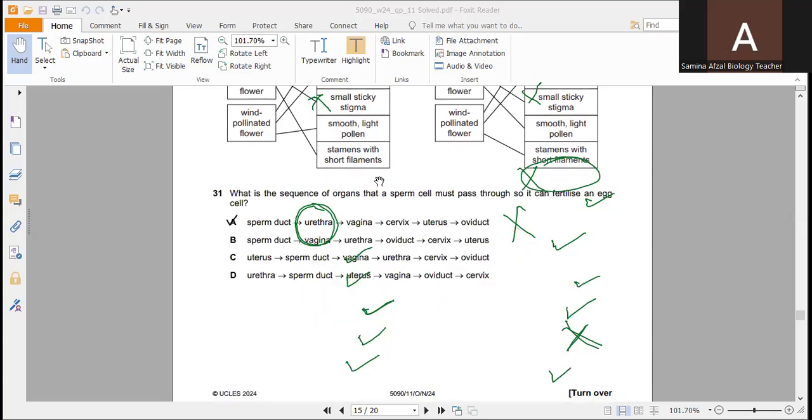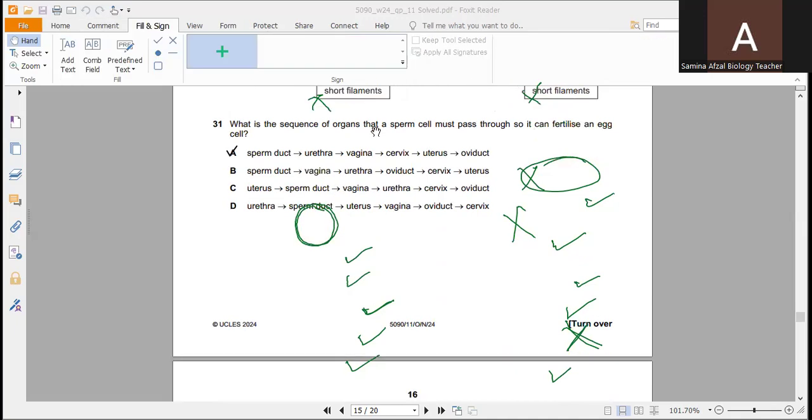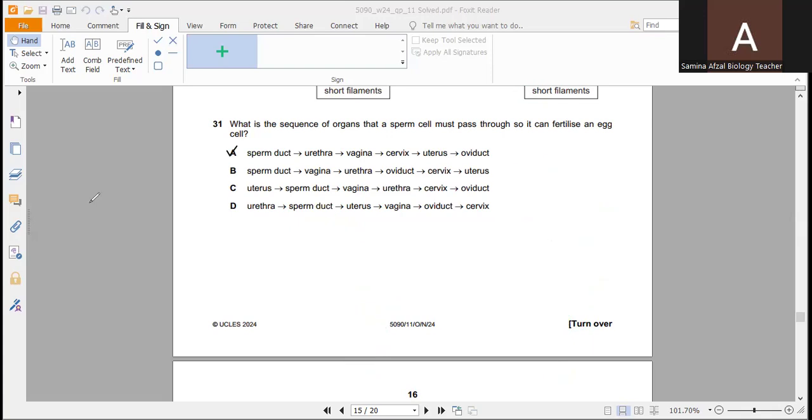Now, next question, 31. Question number 31 is, what is the sequence of organs that a sperm cell must pass through so it can fertilize an egg cell? Sperm duct, which takes these sperms out of, and the sperm duct takes the sperms from the epididymis to the urethra.